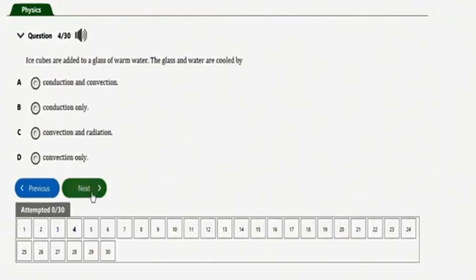It says ice cubes are added to a glass of warm water. The glass and water are cooled by, alright, we have convection only, convection and radiation, conduction only, conduction and convection. So guys, the correct option to this question is conduction and convection, option A. Alright, so take note of this question as well. The next repeated question we have is this one.